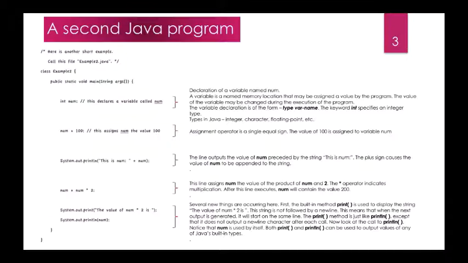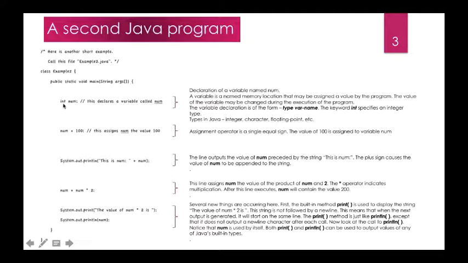So here's a program. As usual, we start with a multi-line comment. We use the keyword class and the name of the class, which is example2 in this case. This class will be saved in a file named example2.java. We have the main method, which is the public static void main.